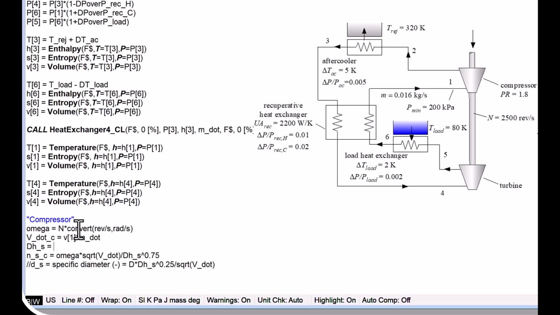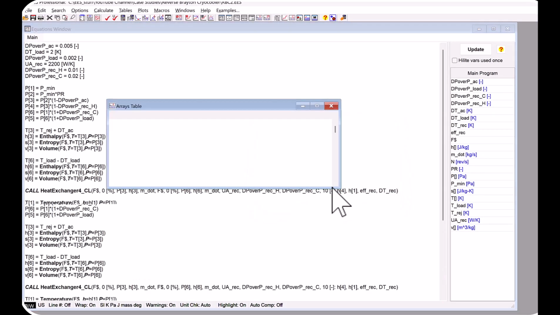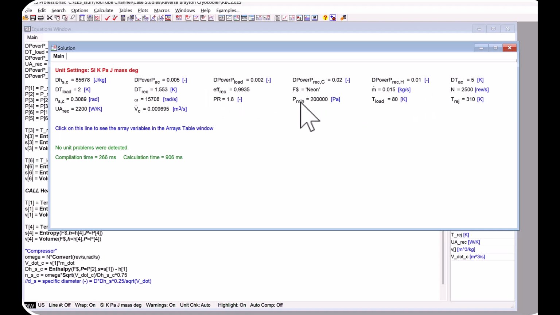And then finally, dH sub S is the isentropic, we'll call it dH sub C, the isentropic enthalpy rise across the compressor. So that's going to be the enthalpy at P equals P2 and S equals S1. So that's the isentropic enthalpy at the exit of the compressor minus H1. So the NSC then is omega, which I've calculated, V dot C, and then dH sub C. And this should solve and give me a specific speed of 0.309 radians.